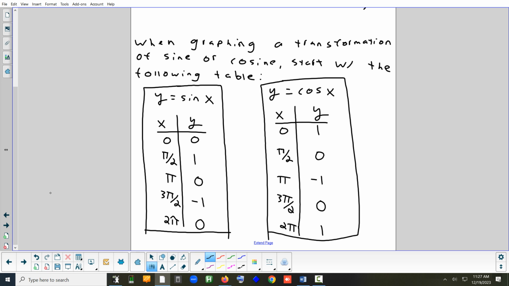All right. So again, if we have to do any transformations to cosine, like say shift it up 2 units, well, then we would add 2 to all those y values. If we had to shift down 3 to sine, we'd take away 3 from all those y values, and that would shift it down. So that's what we're going to look at: how do we do the shifting and the stretching, that kind of stuff. Make sure you have those tables.